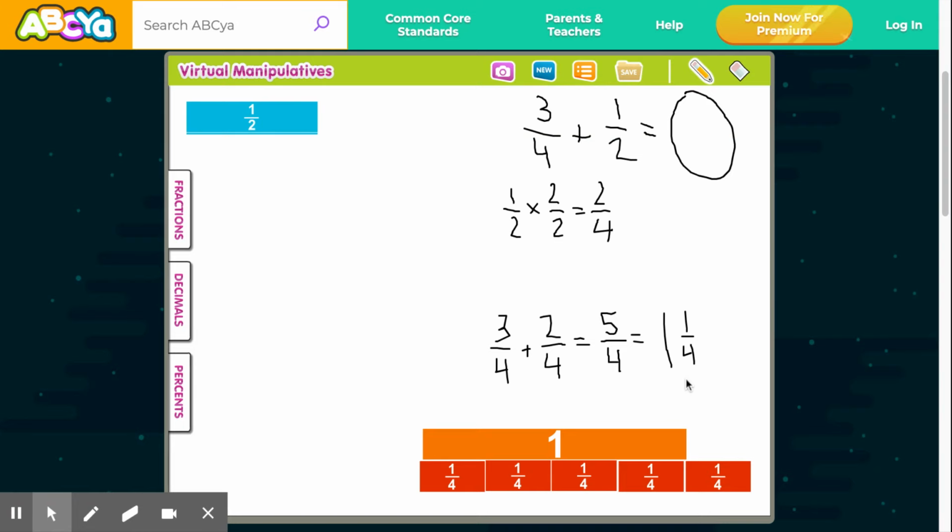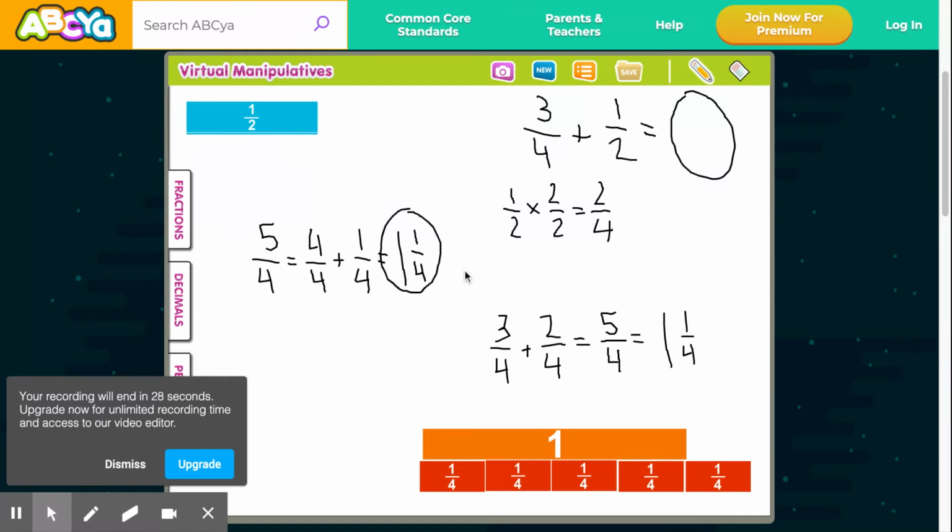Now, the other way you could do this to speed it up is to decompose 5/4. So I'm going to take 5/4. 5/4 decomposed equals 4/4, which equals 1, plus 1/4. Now, 4/4 equals 1, and 1 plus 1/4 is 1 and 1/4. Your final sum of 3/4 plus 1/2 equals 1 and 1/4.